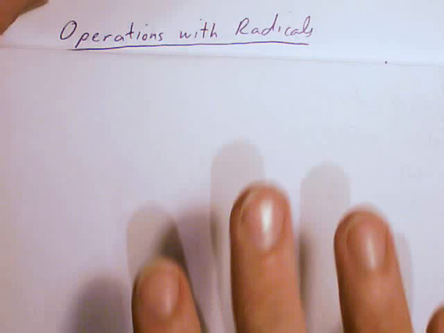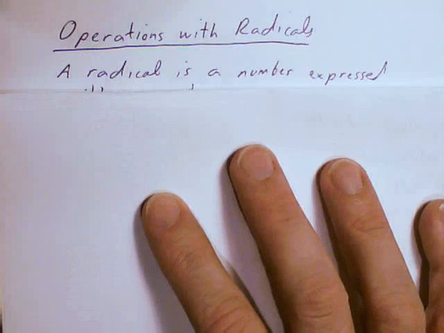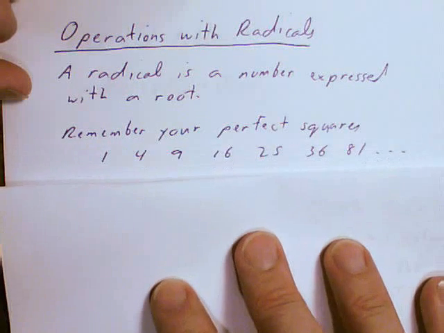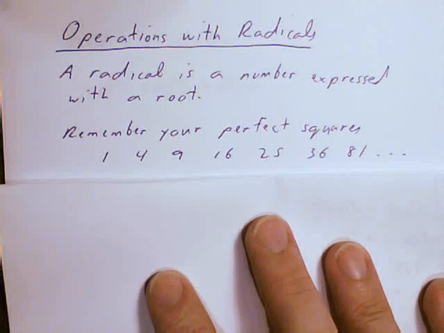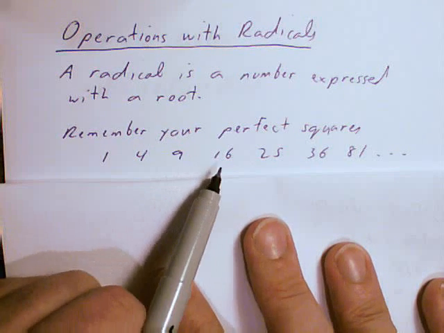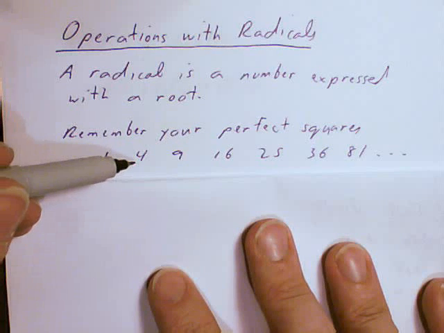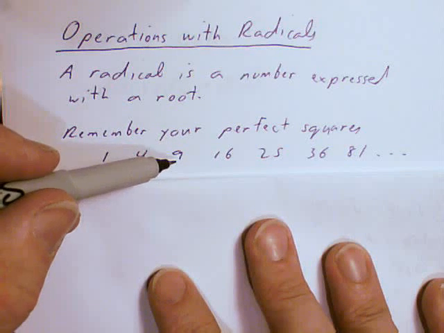Operations with radicals. A radical is a number expressed with a root. Whenever you're working with radicals, I'd like you to always remember your perfect squares: 1, 4, 9, 16, 25, 36. Square root of 1 is 1, square root of 4 is 2, square root of 9 is 3, etc.